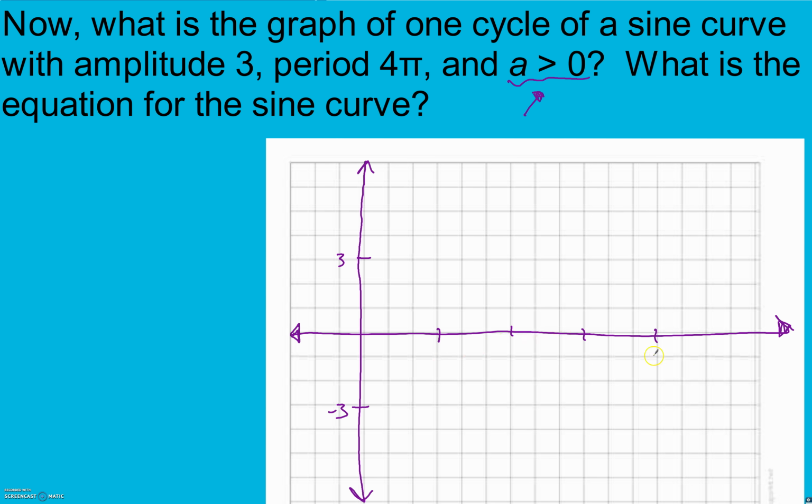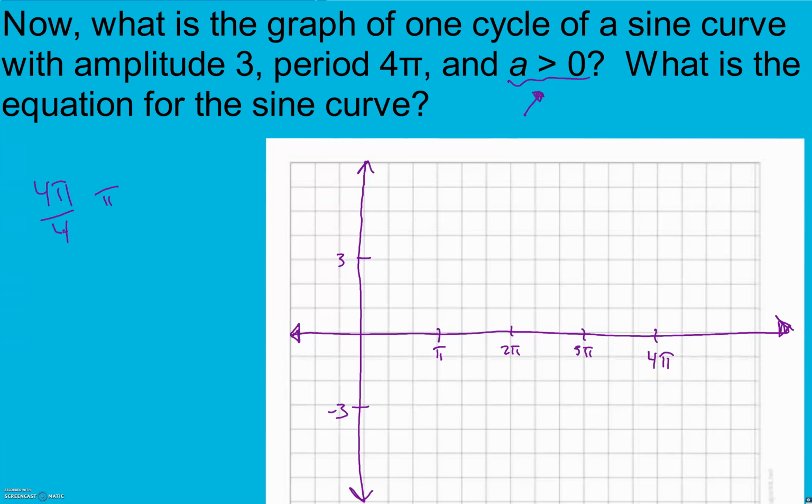So I'm going to mark this whole thing as 4 pi and then split it up. So I take 4 pi divided by 4 sections. Again, remember we have the 5 points, 0, max, 0, min, 0. So I need to split it into 4 pieces, which means pi. So each one of these marks is going to be a pi. 1 pi, 2 pi, 3 pi, 4 pi.